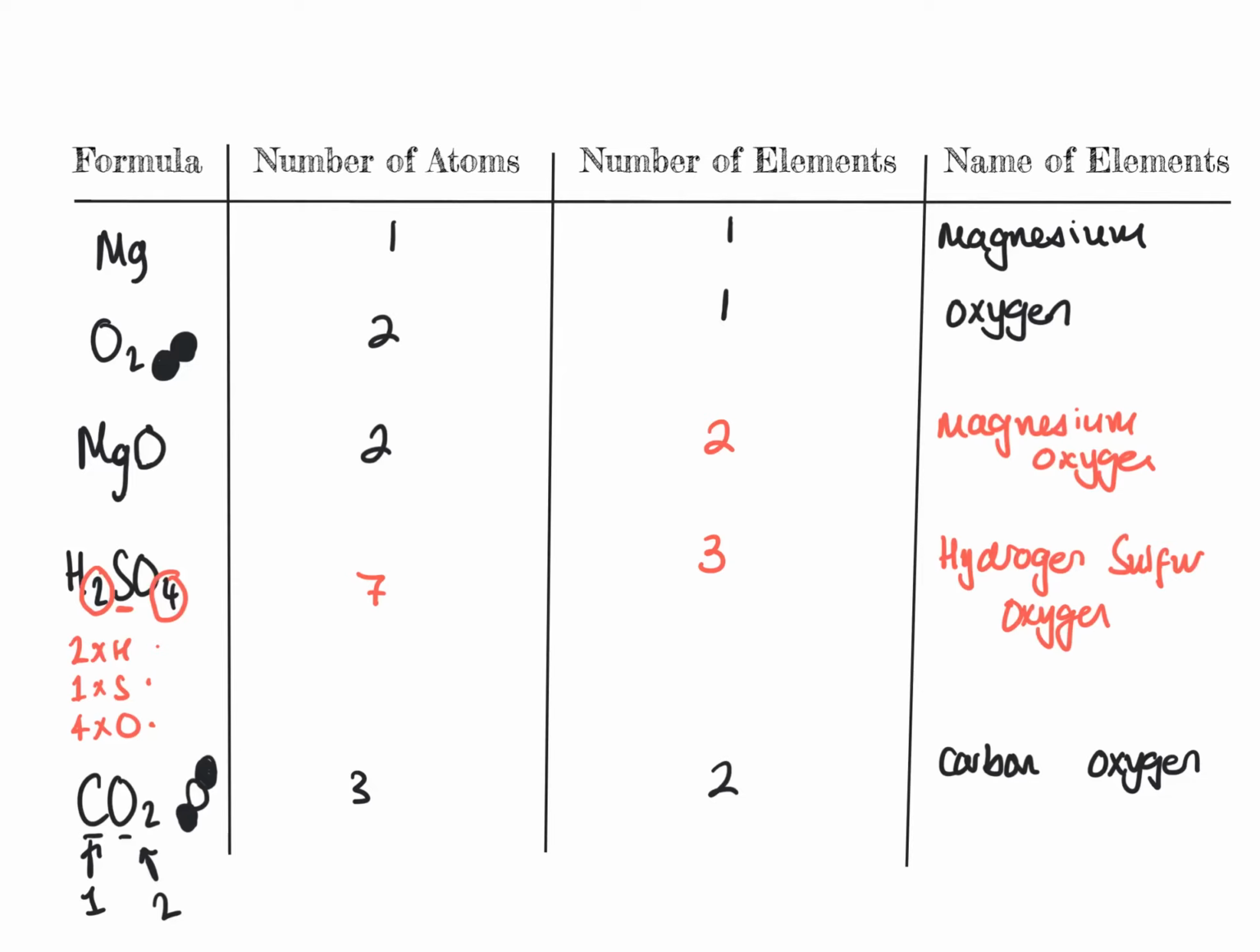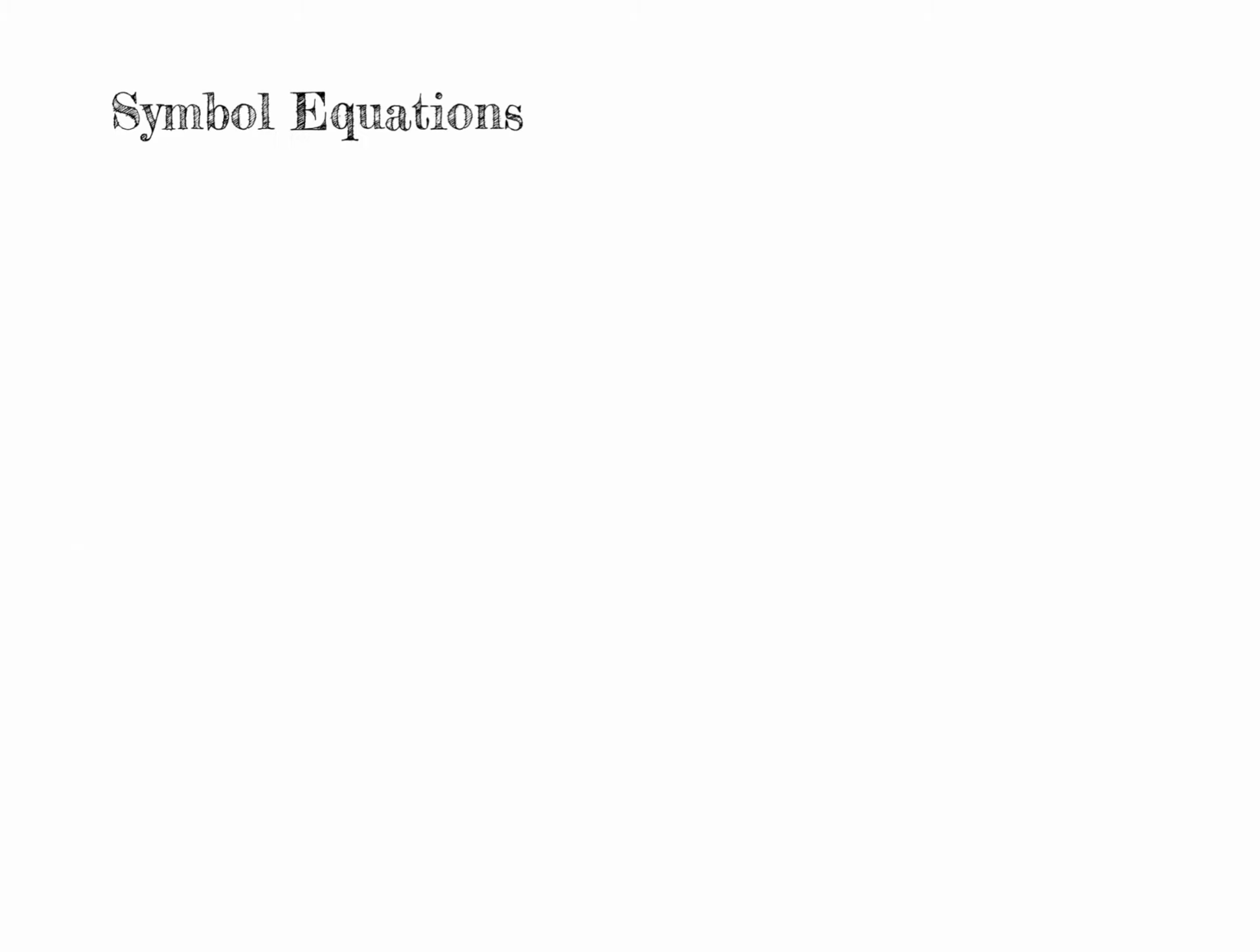Okay, if you think you can do that, we can start looking at symbol equations now. So we're going to write the symbol equation for the magnesium reacting with oxygen. So as you've just seen in the previous slide, we've got magnesium, which is Mg. We've got oxygen, which is O2, because it's diatomic. Oxygen goes round in pairs. And we've got the formula for magnesium oxide, which is MgO.